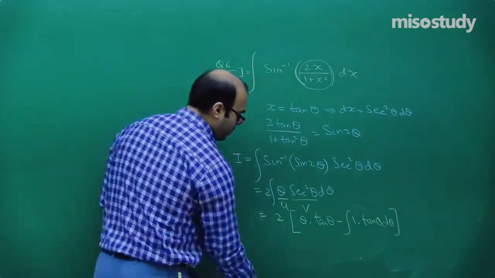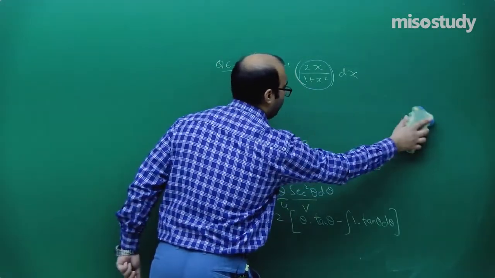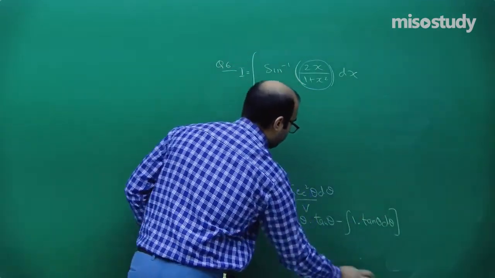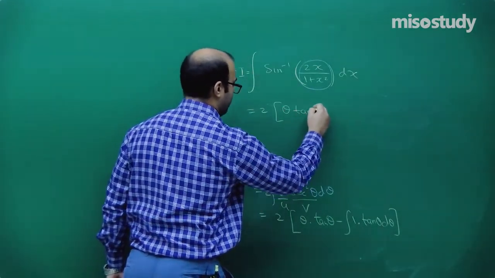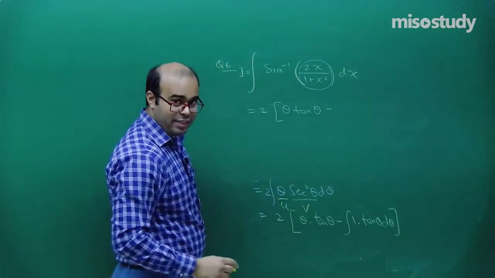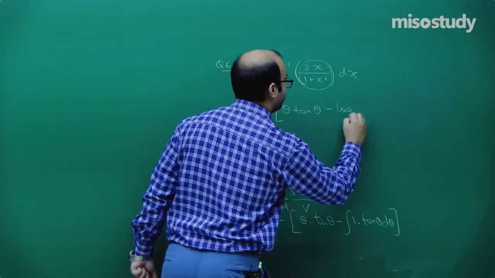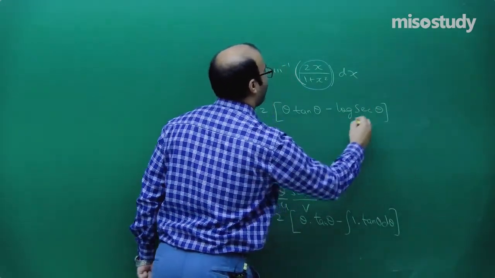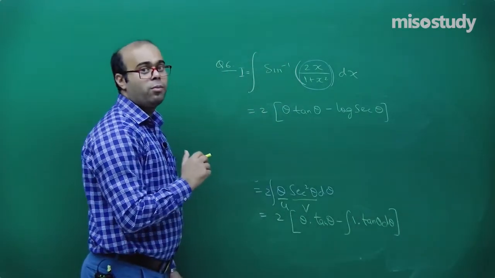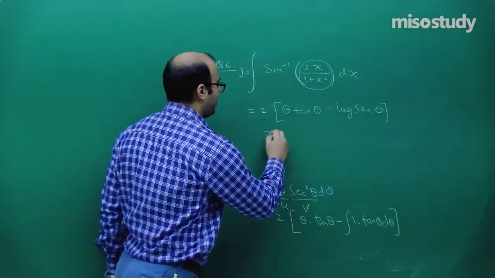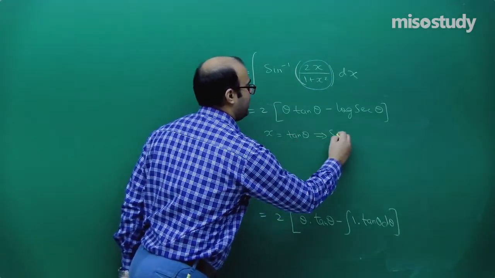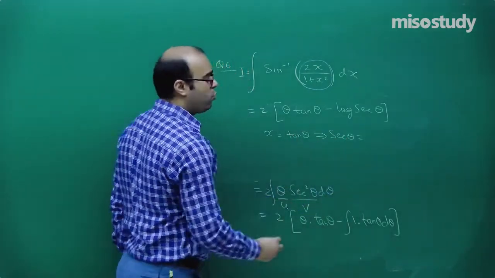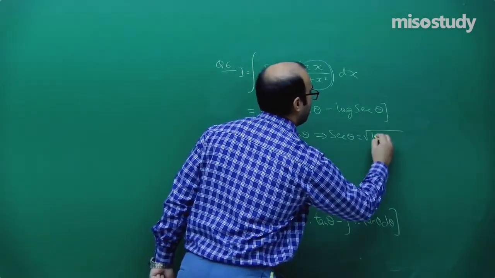This will become equal to twice of theta into tan theta minus, what is integration of tan theta? It is log sec theta, right? So now we have got the answer, but not in its proper form in which we want, because we substituted x as tan theta. So if x is tan theta, can we find sec theta? Yeah, sec theta will be root over 1 plus x square.